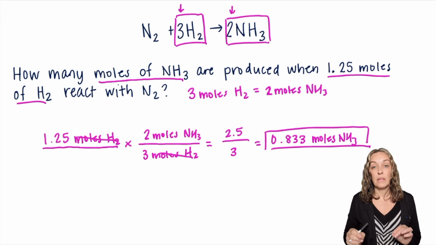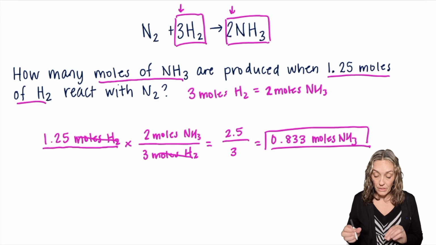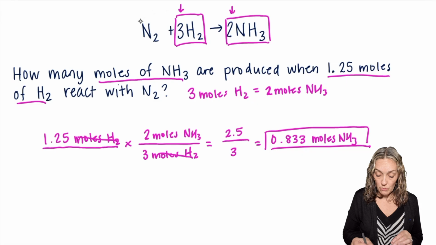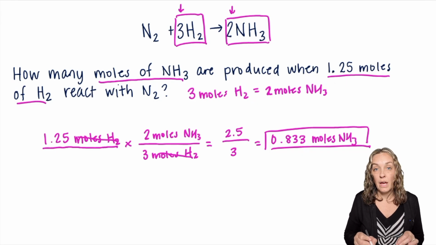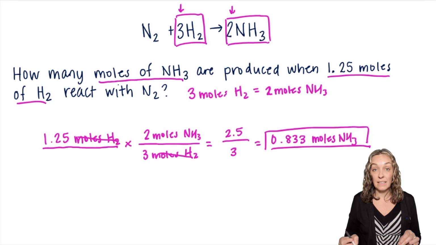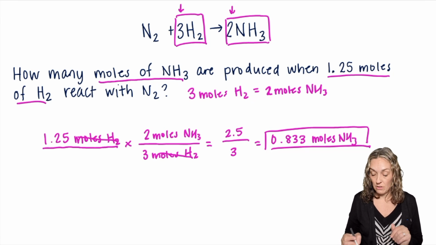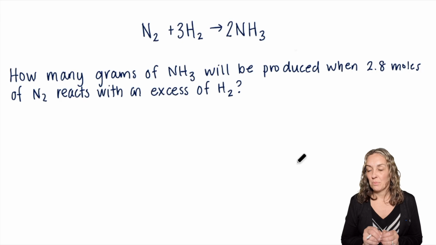Now, it's important to remember that these numbers have meaning. What this is telling me is that if I were to run a reaction, the reaction right up here, and I started with 1.25 moles of H2, I can predict that I would make exactly 0.833 moles of NH3. All right, let's look at a second problem.